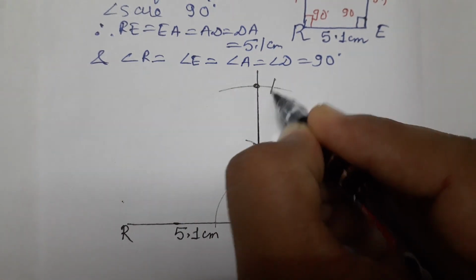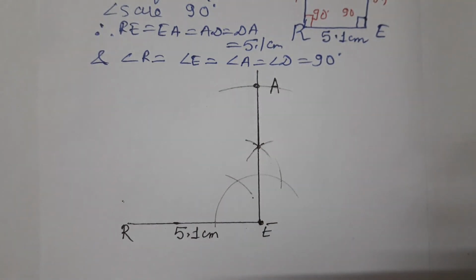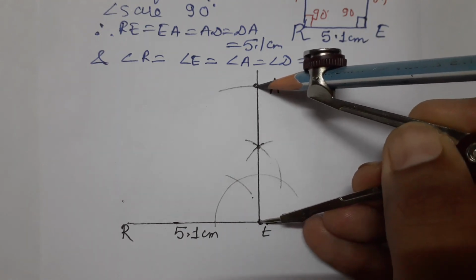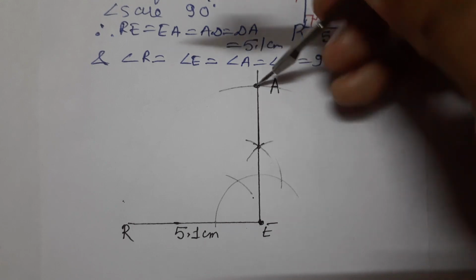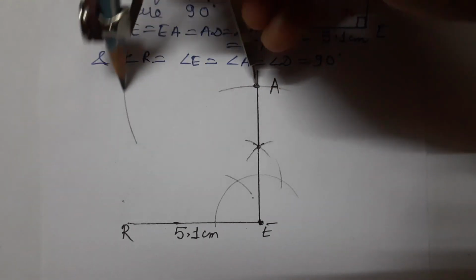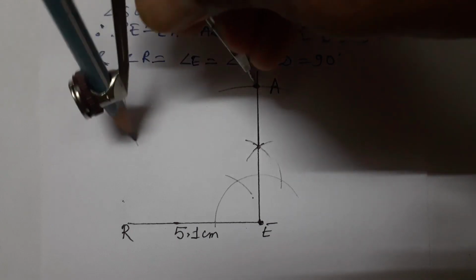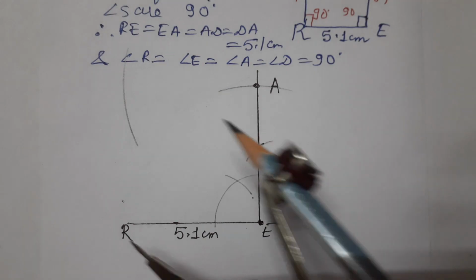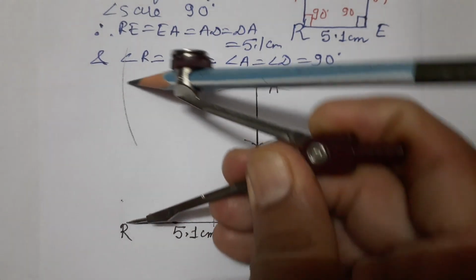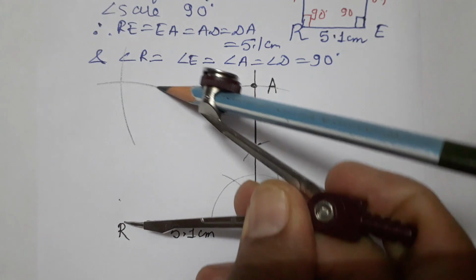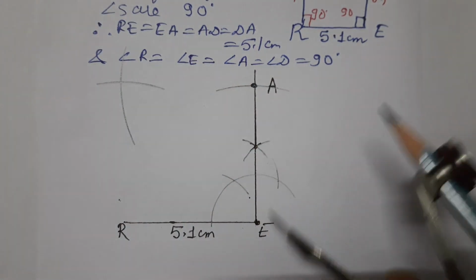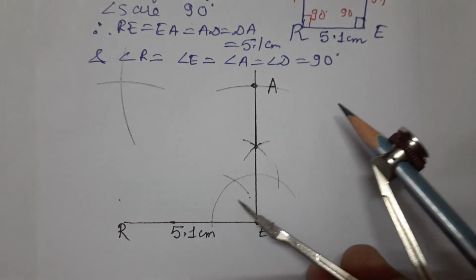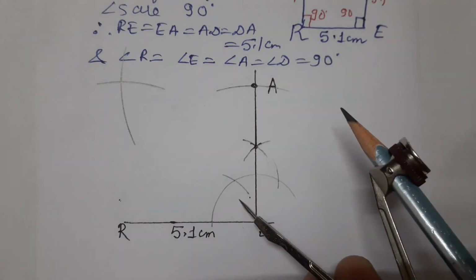This is A, R-E-A. Now again 5.1. This is again 5.1 only. I have not disturbed this arc radius. Now from A again draw an arc of radius 5.1. And from R also 5.1, because in a square all sides are equal. So this is 5.1, cut the previous arc. First the 90 degree angle is necessary, because otherwise we don't know how we'll make the arc. So this 90 degrees is essential. That's why we have made 90 degrees here.